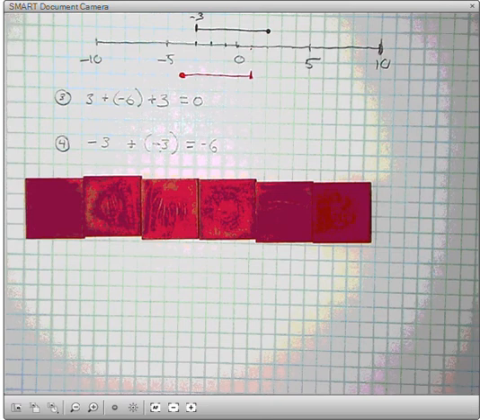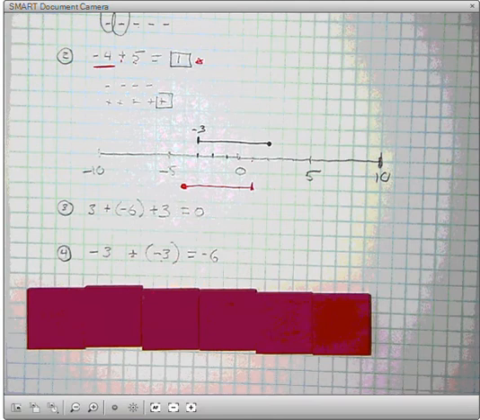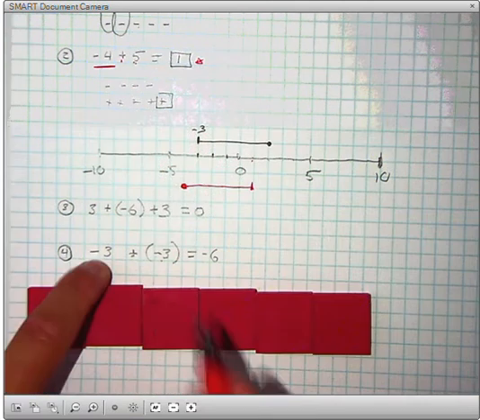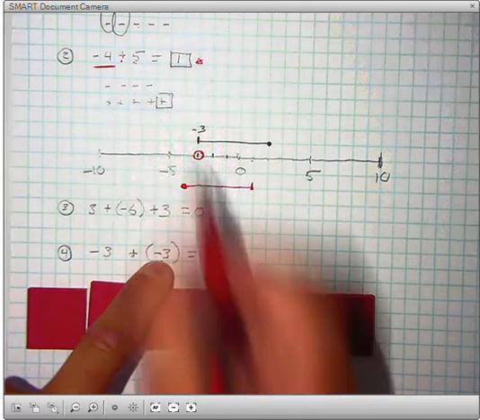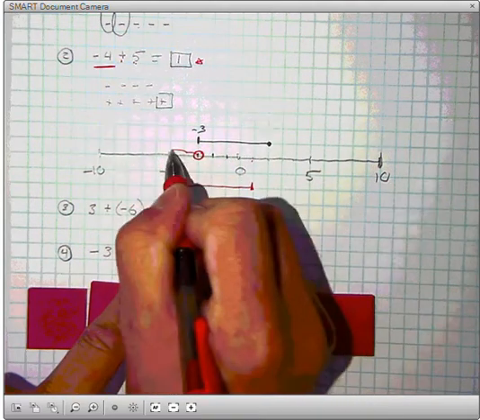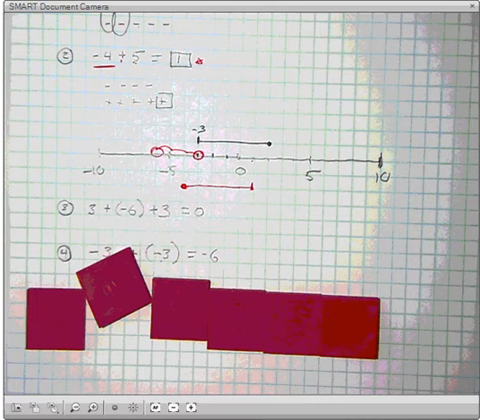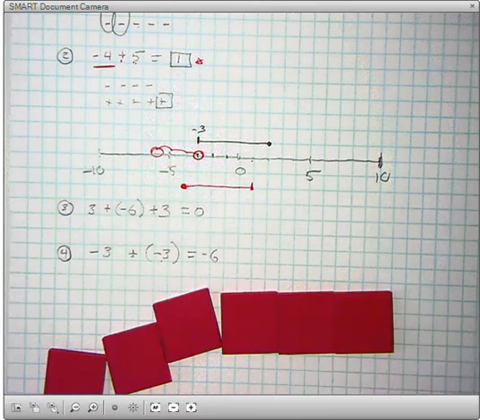Excellent work. You can also use the number line to solve that problem. If you start here at the -3, we're going to start right here at -3, and then we're going to go 3 more in the negative. That's 1, 2, 3 more in the negative. That ends right there at our -6. So very, very good. Excellent.